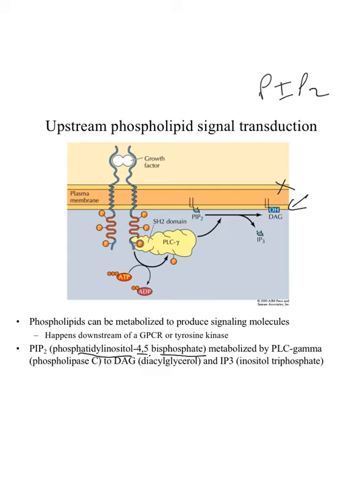And lipids, phospholipids like PIP2 in the inner leaflet, can be cut by lipases. So lipases are like the molecular scissors that cut lipids, just like proteases are the molecular scissors that cut proteins. So one of the most important lipases is phospholipase C. And phospholipase C comes in multiple different flavors, and gamma is the one that we're focused on here.